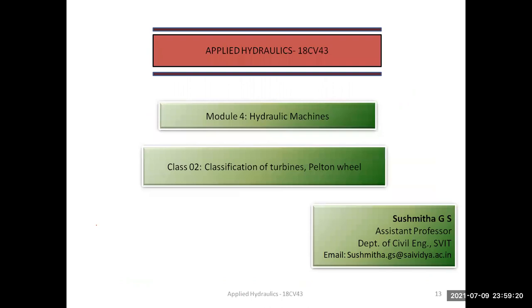Today we are continuing with module 4, that is hydraulic machines. In the previous class we have seen the introduction to the hydraulic machines and different types of heads and efficiencies. In this class we are going to discuss the classification of turbines, and we are going to discuss one type of turbine, that is the Pelton wheel turbine.